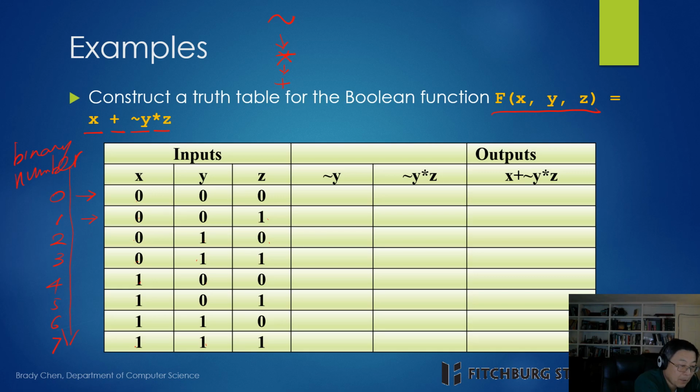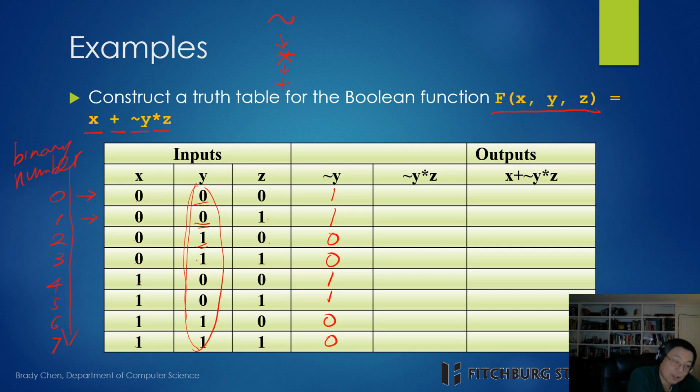So let's say not y, what is this? We need to first look at the value of y, right? If y is 0, not y is 1. Y is 0, not y is 1. So it's basically the opposite. Based on the value of y, we build the list for not y. So this is 0 because y is 1, then 0, 1, 1, 0, 0. It's just the opposite of this.